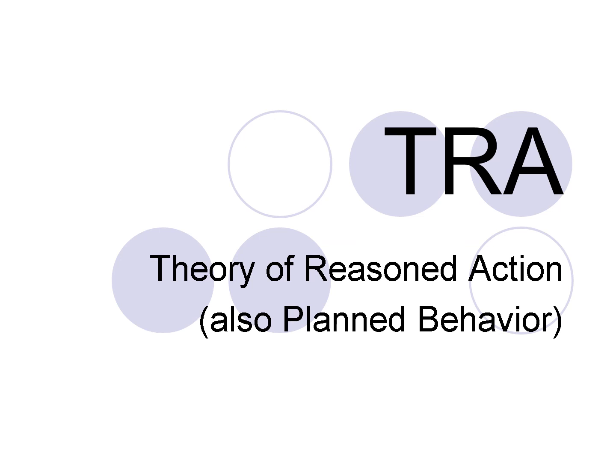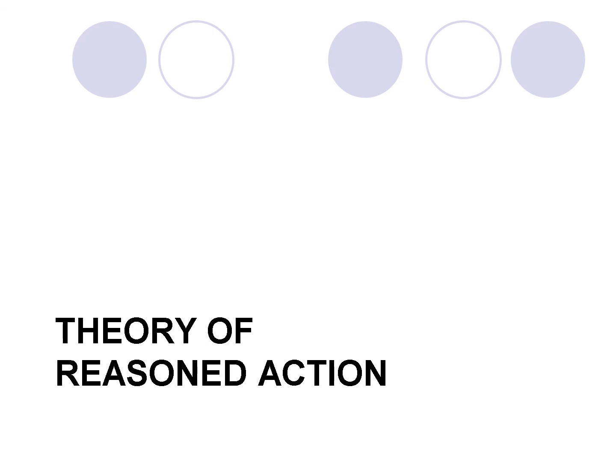The second lecture on the theory of reasoned action and theory of planned behavior just focuses on the theory of reasoned action. And when we're looking at the theory of reasoned action, what distinguishes it from the theory of planned behavior, as I mentioned in lecture 1, is that it just focuses on attitudes and subjective norms.